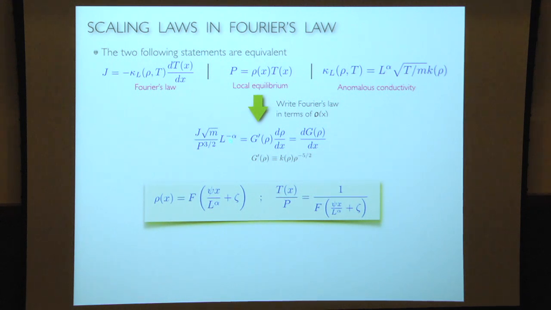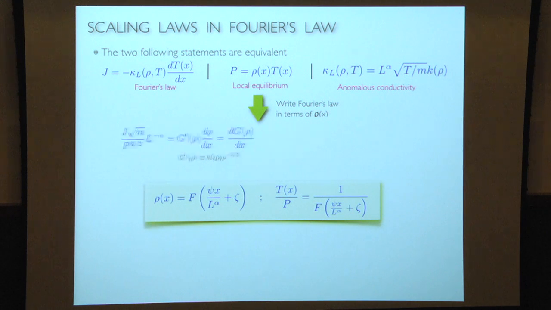So this is essentially J square root of n over Prada equal to some function of the density times the derivative of the density. This G prime is K rho times rho to the minus 5 over 2. Whatever. The key point is that you can interpret this as a G prime, the derivative of some function of the density. So you can write this as the derivative of G over X.